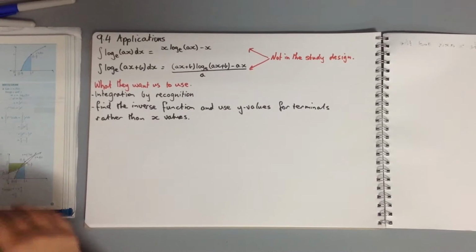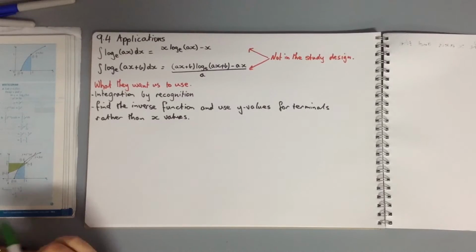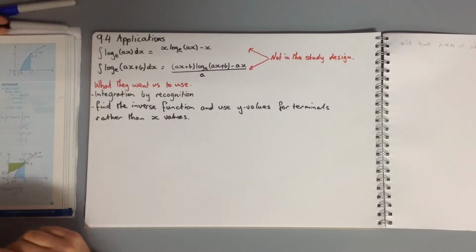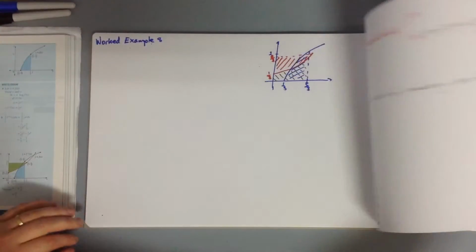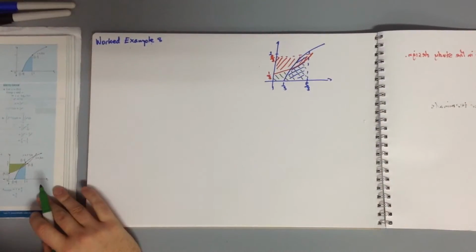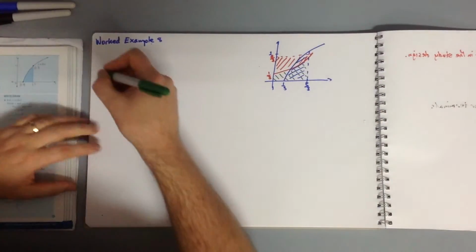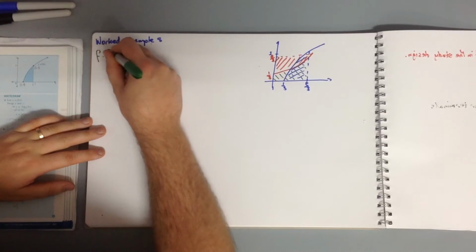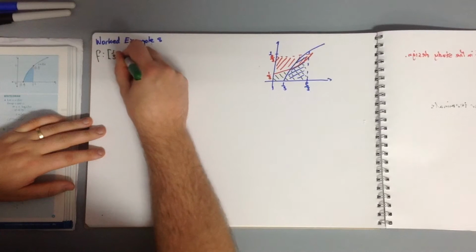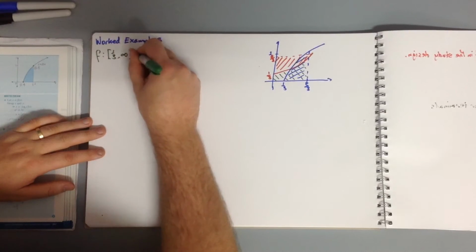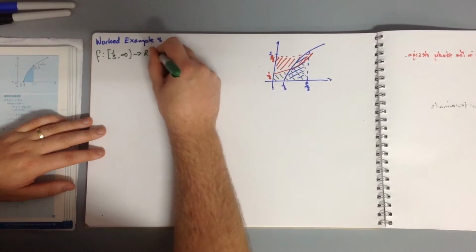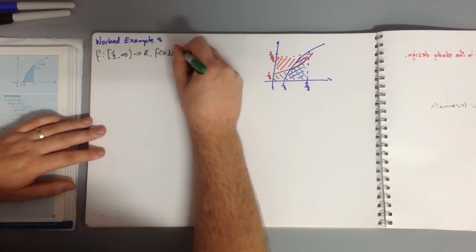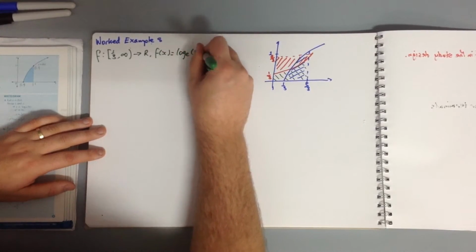What they want us to use is things like integration by recognition, or by finding the inverse function and using y values for the terminal rather than the x values. So we've got one worked example we can look at, which is worked example 8. We have a function defined as f from 1 on 3 to infinity to R, f of x equals log to the base e of 3x.